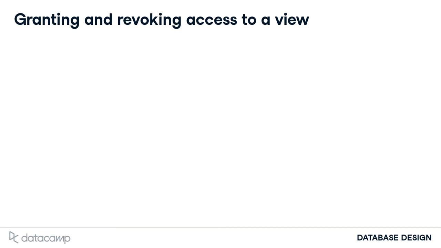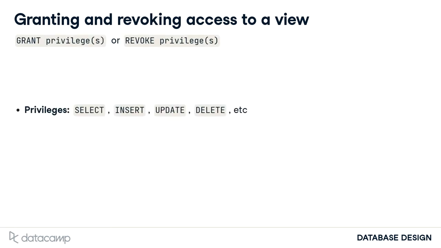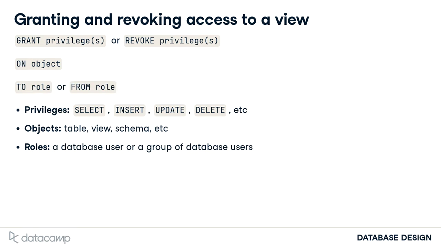In the last video, we talked about how views are helpful for access control. To give and remove user permissions, we use the SQL grant and revoke command. The syntax is as follows. First, you list the relevant privileges after the grant or the revoke command. There are several types of privileges users can execute, and here I list the most common. Then you indicate on which object and for which role. You use the to clause and from clause respectively for grant and revoke.